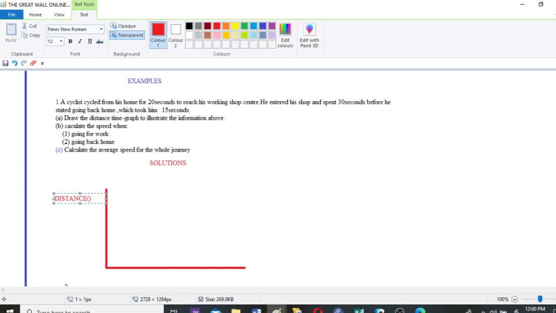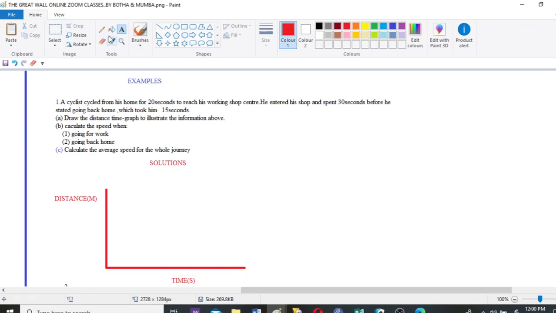This distance is being measured in meters. Okay, now here we have the time, which is being measured in what? In seconds. Okay, so we know that as we go to this side, distance will be increasing, and also here time will be increasing. So let's draw the graph.